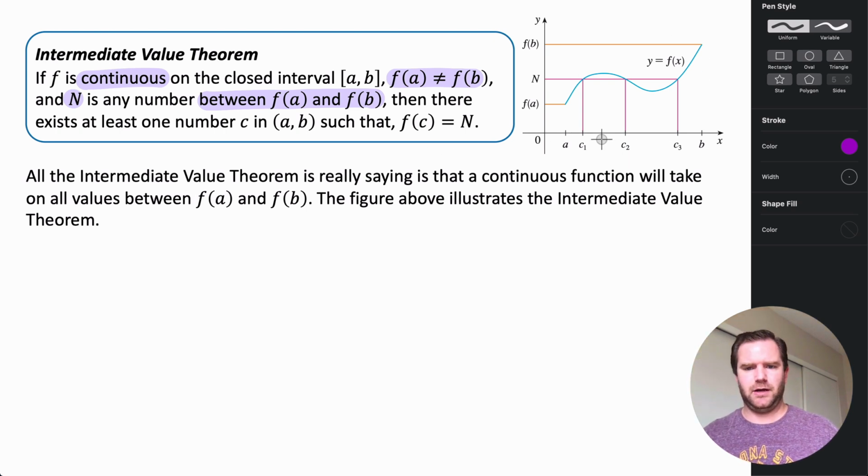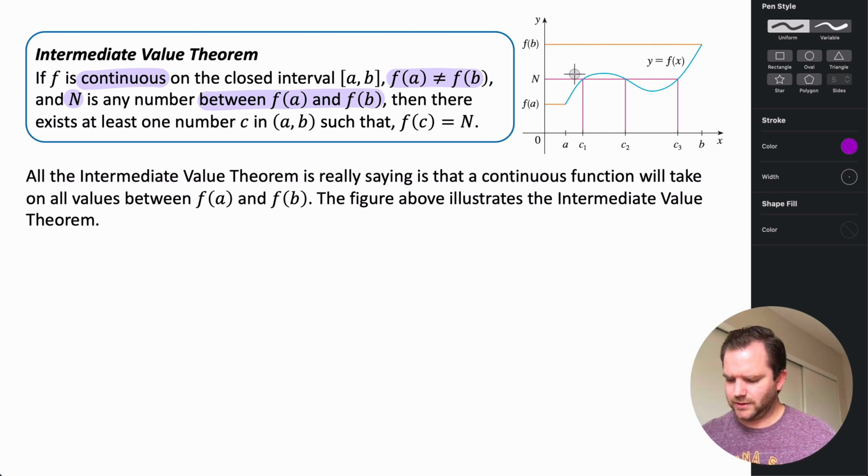And then this figure here illustrates the Intermediate Value Theorem. Here we have a, here we have b. In order for us to get from a to b, our function's continuous, so we have to be able to draw this entire thing without picking up our pencil. Now we've picked some arbitrary value in between f of a and f of b. We called it n. And in order to get from here to here in drawing our curve, we must cross n.